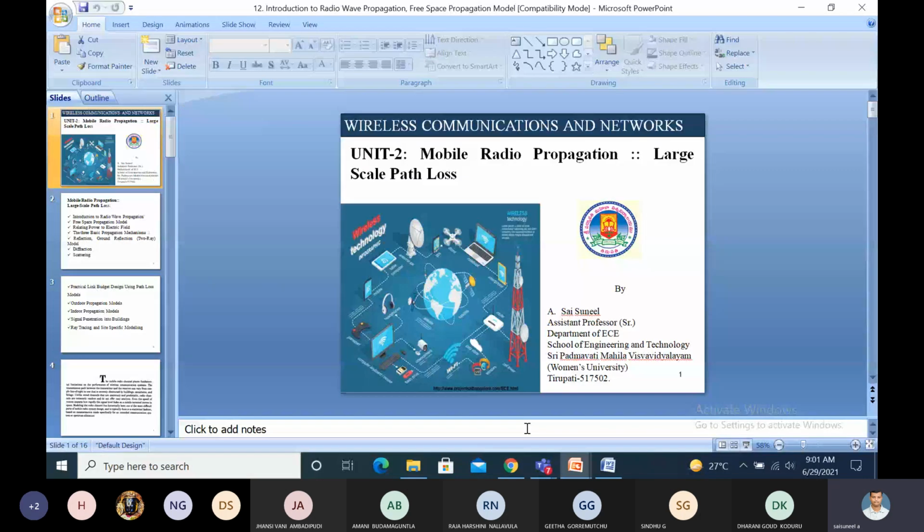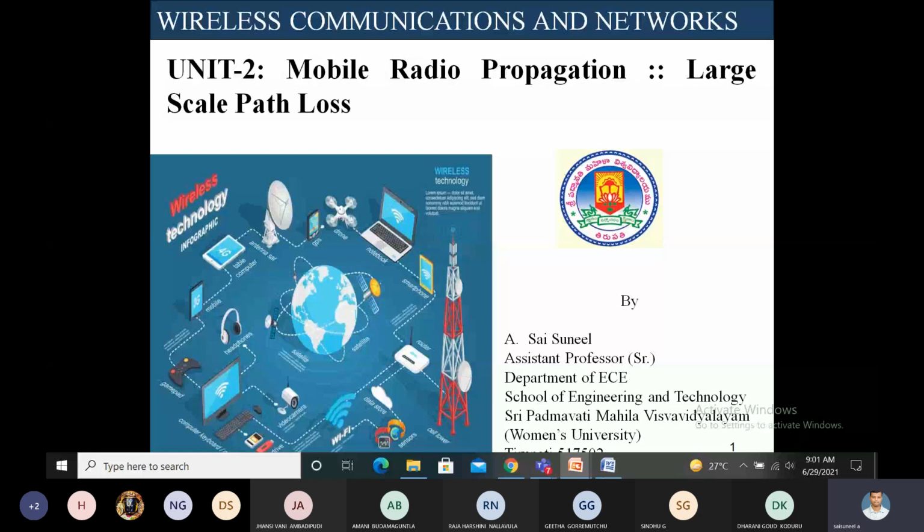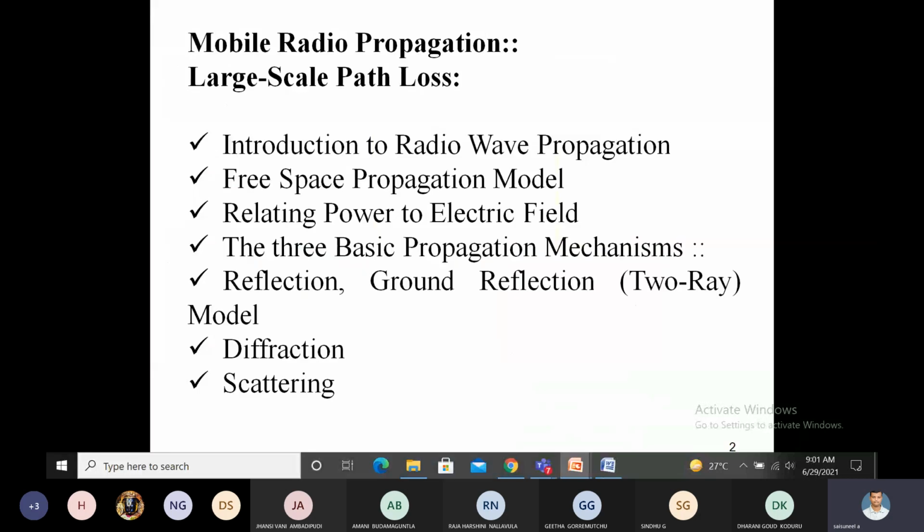Welcome to another session of Wireless Communication Networks, Unit 2, Mobile Radio Propagation and large scale path loss. Here in this unit, we discuss the topics on mobile radio propagation and how to calculate large scale path loss.